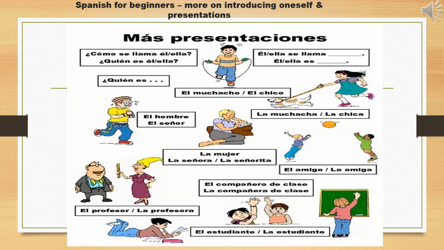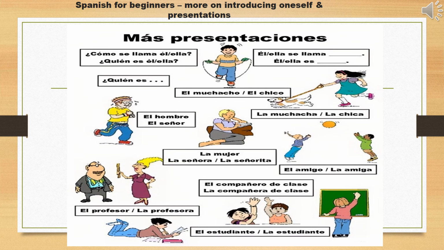Okay, let's see. There's a lady there reading. So you say la mujer. Mujer is woman. And look, there's a small girl there with a small dog. You will say la muchacha. La muchacha still is a small girl also. And then you can say also la chica.